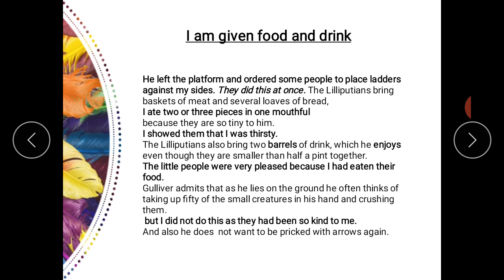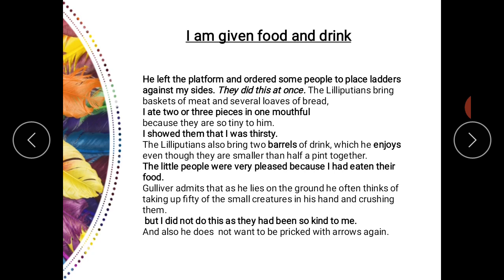At once they did that. What does this word "at once" show? That those people were very obedient towards their authorities. As soon as he ordered them to place ladders against Gulliver's sides, they did that at once. The Lilliputians bring baskets of meat and several loaves of bread. I ate 2 or 3 pieces in one mouthful. Why? Was he so hungry? No, because they were so tiny to him. That's why he ate 2 or 3 pieces in one mouthful.